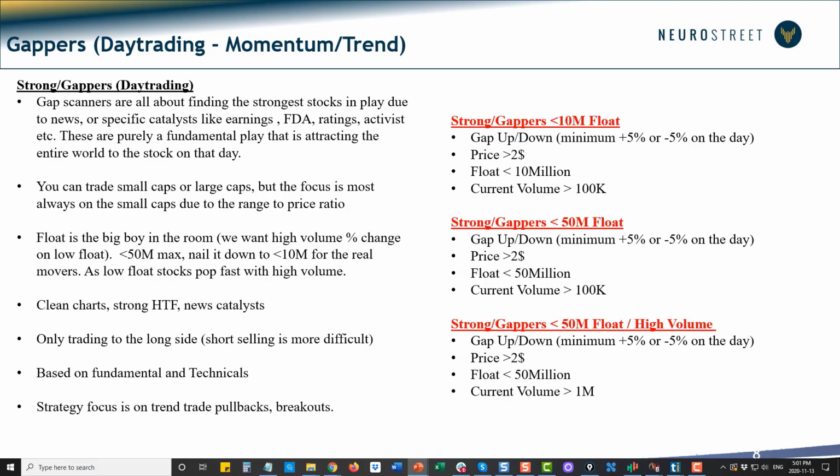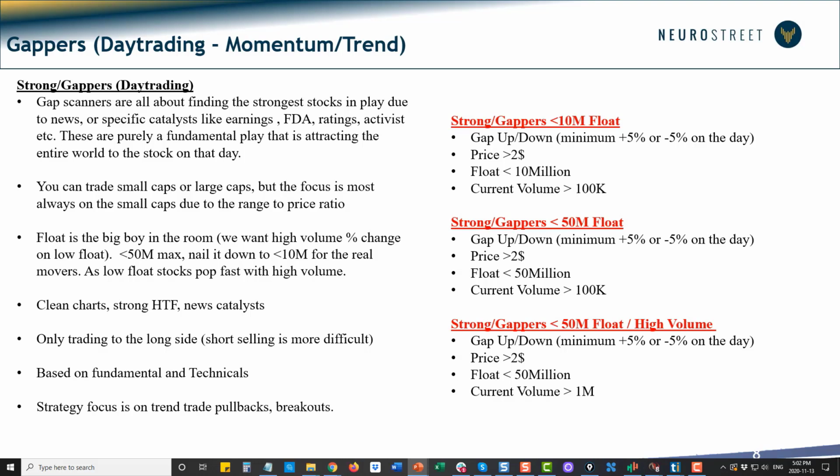meaning we want to have a large range on lower price stocks so we get more bang for our buck. Now, float is the big boy in the room. So when we talk about float, it has a lot to do with how many shares are available to trade, which is the overall supply of the market. And we want to have high volume changes on low float stocks. That's the core concept. We want to have low float and we want to have big movers.